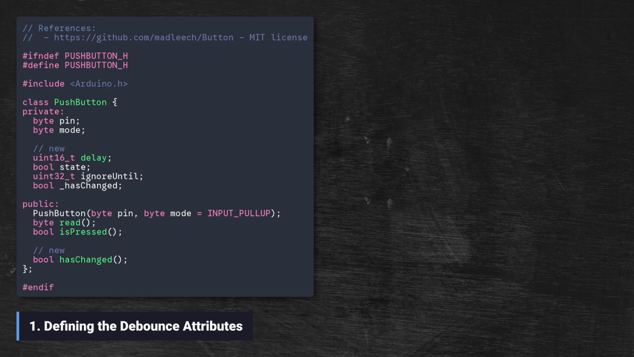Next is ignoreUntil. This is the lockout timestamp. Purpose, it records the exact point in time when the program is allowed to start caring about button state changes again. Finally, _hasChanged. This is a status flag. Purpose, it marks that the button state has just flipped from HIGH to LOW or vice versa. And in this class we have a new method called hasChanged.